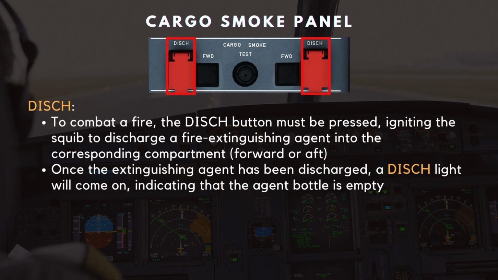To combat a fire, the discharge button must be pressed, igniting the squib to discharge a fire extinguishing agent into the corresponding compartment, forward or aft. Once the extinguishing agent has been discharged, an amber discharge light will come on, indicating that the agent bottle is empty.